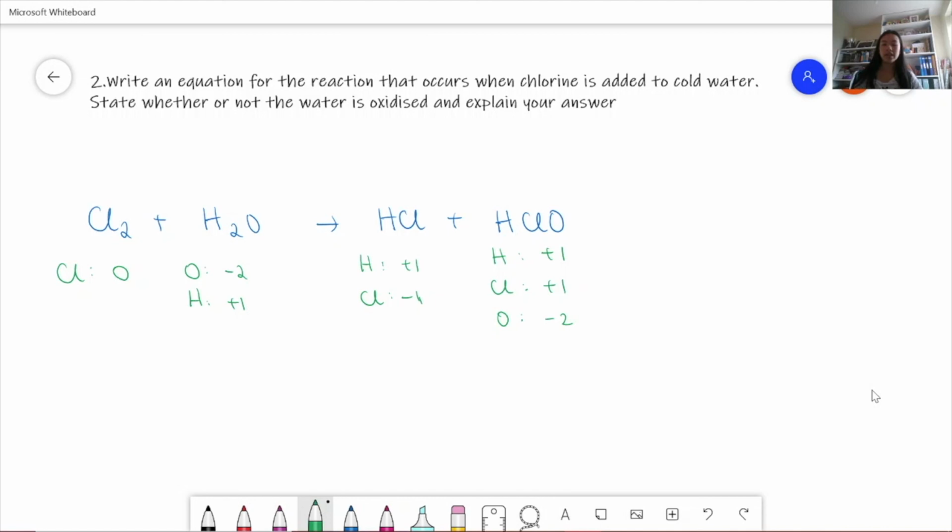And so we can see that the water is not oxidized because the oxidation states of the O2- and the H+ do not change. And so that means that the water is not oxidized.